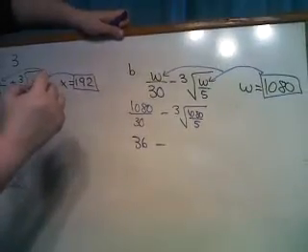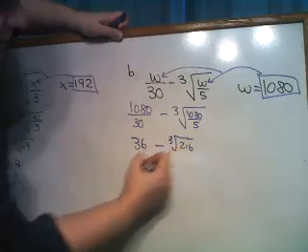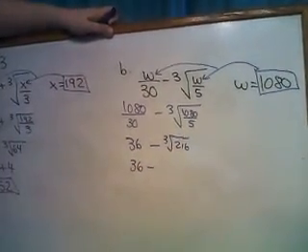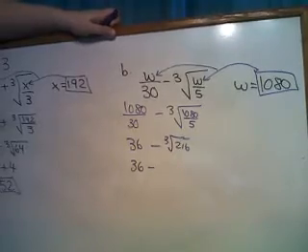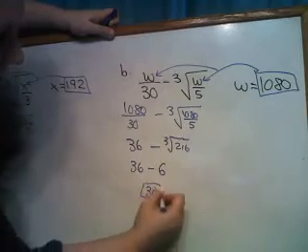So I'm going to do the third root of, I'm actually going to divide those and get 216. So the third root of 216, so what times what times what has to be the exact same thing, gives you 216, and that's 6. So the difference of the two is 30.